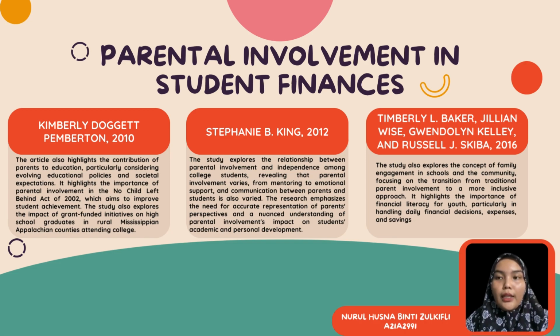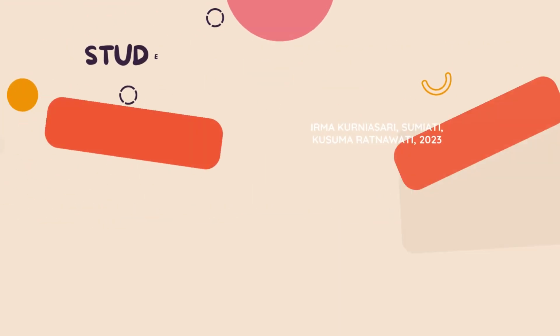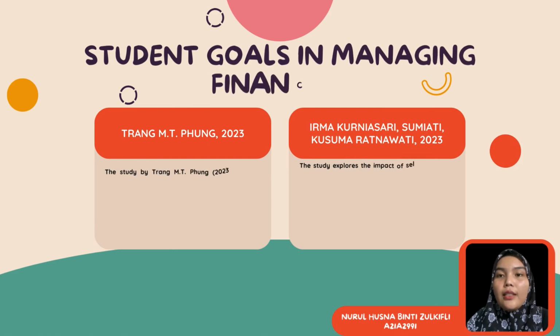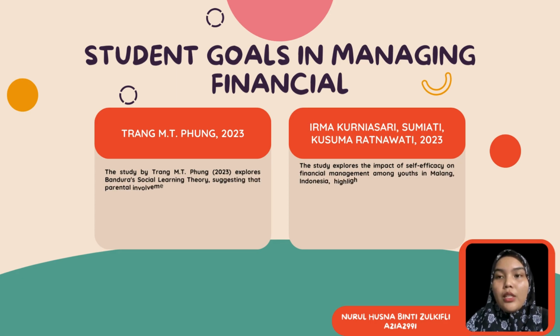The article by Kimberly Baker and Gillian Weiss shows that the study also explores the concept of family engagement in school and the community, focusing on the transition from traditional parent involvement to a more inclusive approach. It highlights the importance of financial literacy for youth, particularly in handling daily financial decisions, expenses, and savings. For the next part, the dependent variable topic talks about student goals in managing finances.